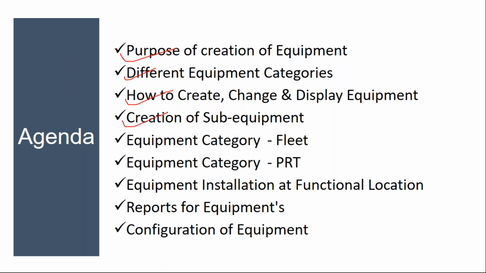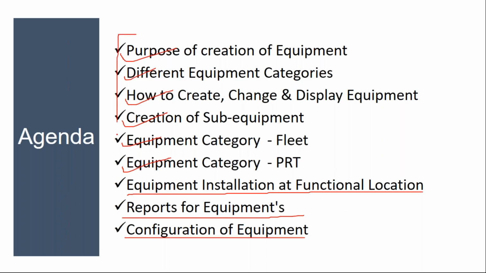Then we will create sub equipment. How to create a sub equipment we'll cover. Then we will create equipment with category fleet, vehicles. Fleet means vehicles. Then we will create equipment with category PRT. Then we will see equipment installation at functional location, how the equipments are installed at the functional locations. Then reports for equipments, different reports for equipments. And also finally we will see configuration of equipment. So these are the topics we will be covering in the equipment.